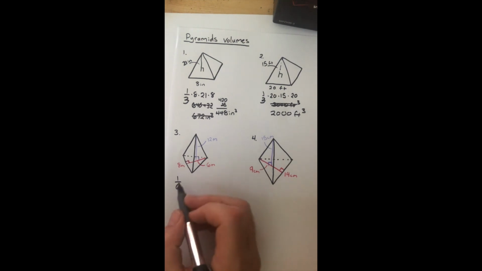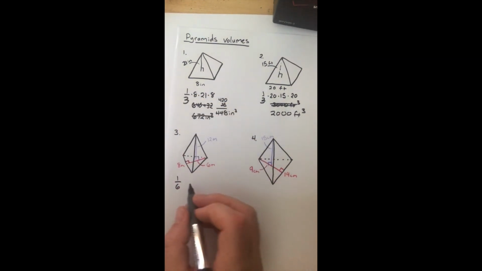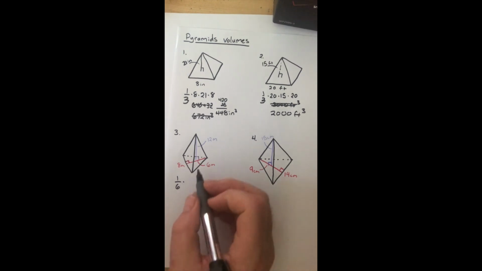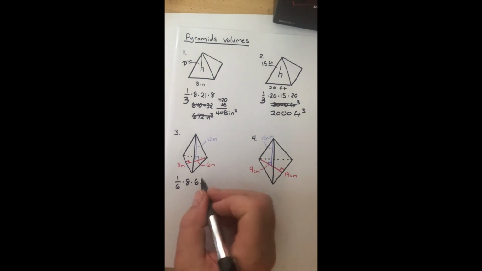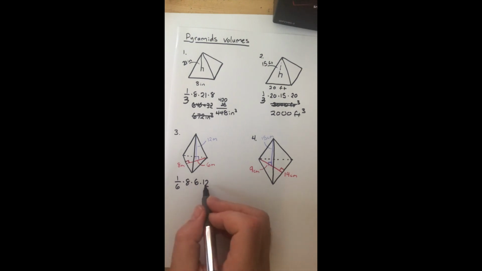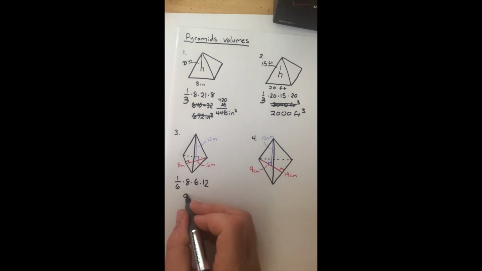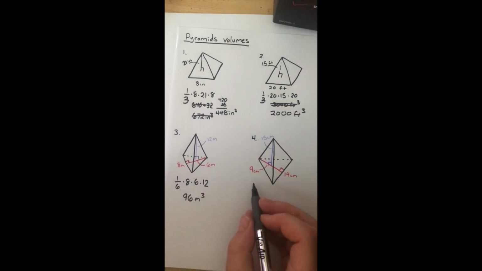All right, going on is 1/6 because it's a half of the third. Oh boy, oh boy. And our base, which is 8, our length, which is 6, and our height, which is 12. I can just take away that. 1/6 of 6 is 1. 8 times 12 is 96 meters cubed. Number 4 is, I said fort.